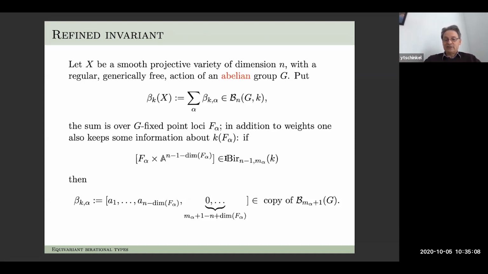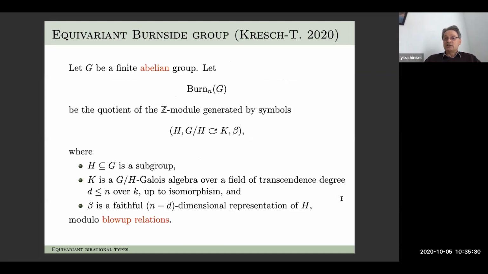If this sits in this class, Bur N minus 1, M alpha of K, then we put this symbol into a copy of B M alpha plus 1 of G. I mean, of course, it has to be digested, but what comes out then is indeed a birational invariant. So the next step, which Andrew Kresch and I took, was by looking at even more information.